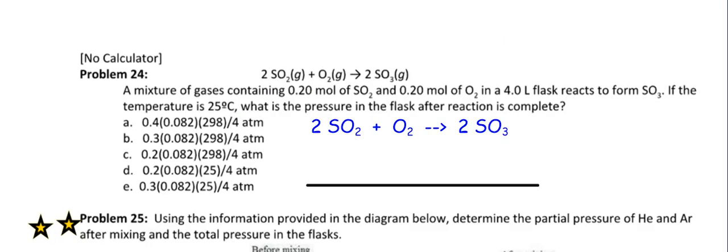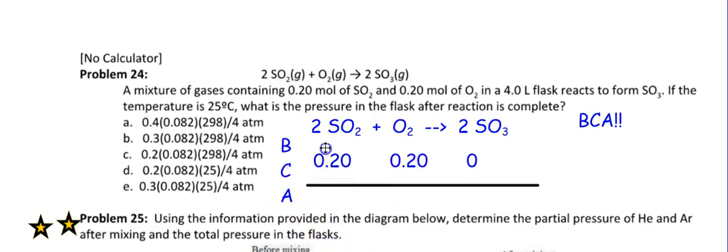Here we have an equation, a mixture of gases containing 0.2 mole of sulfur dioxide and 0.2 mole of oxygen in a 4-liter flask to form sulfur trioxide. The temperature is 25 degrees C. What's the pressure in the flask after the reaction is complete? So I'm looking at moles. I'm looking at a reaction. I'm looking at maybe a limiting reactant. So I'm really looking at making a BCA table. So let's see what that's going to do for me.